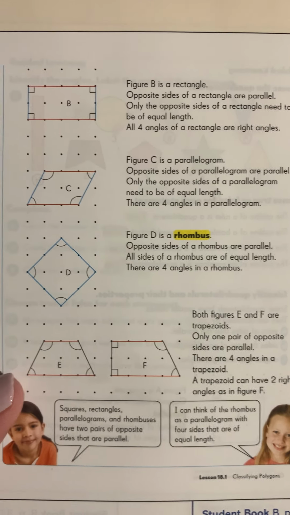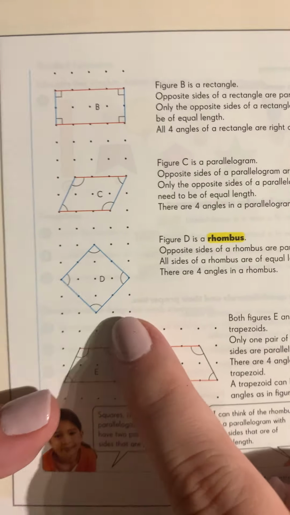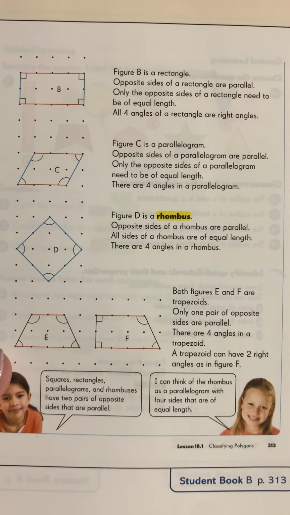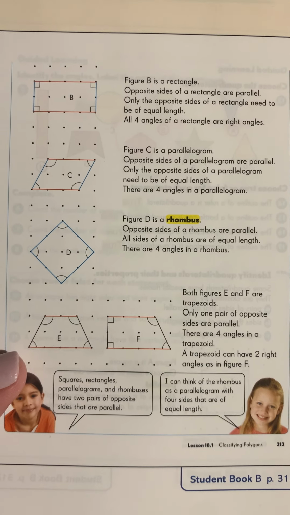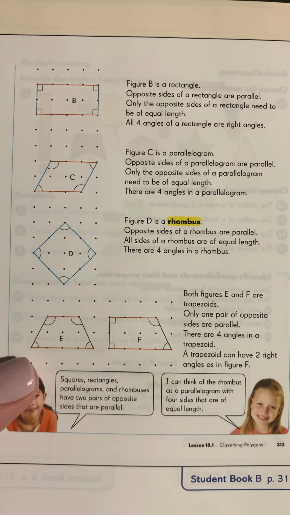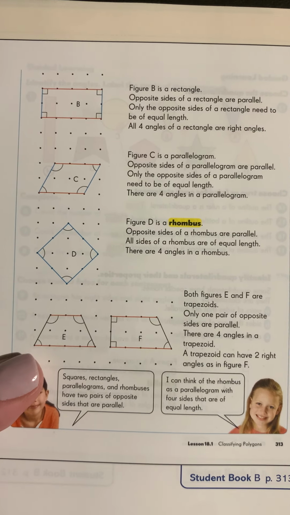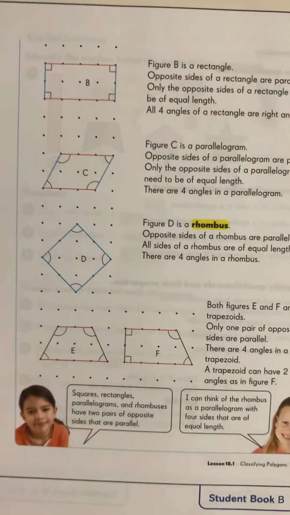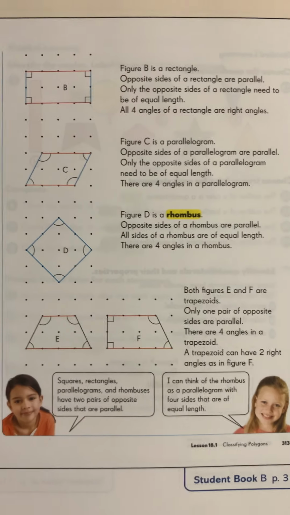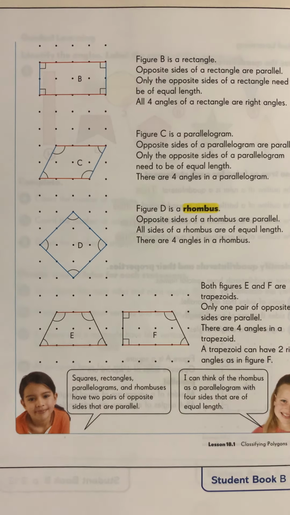Figure D is a rhombus. We learned that the other day. Everybody say rhombus. Perfect. Opposite sides of a rhombus are parallel. All sides of a rhombus are of equal length. There are 4 angles in a rhombus. Now come down here at the bottom. We have 2 more figures, E and F.